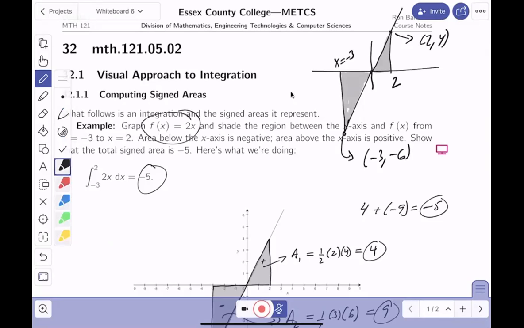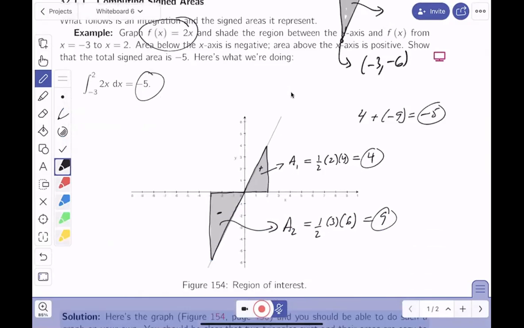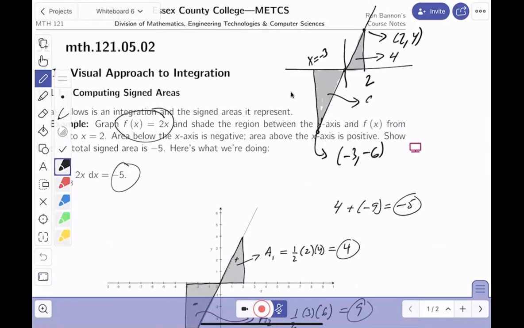Well, I think we did this before. If you recall, I said the area of this thing was 4, and the area of this thing over here was, what did I say it was? 9. Area above the x-axis is positive. Area below the x-axis is negative. So what do you get? 4 plus -9, which is -5. They asked me to do that.